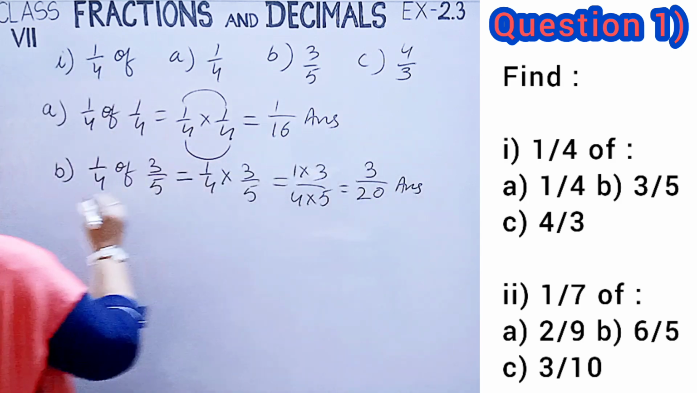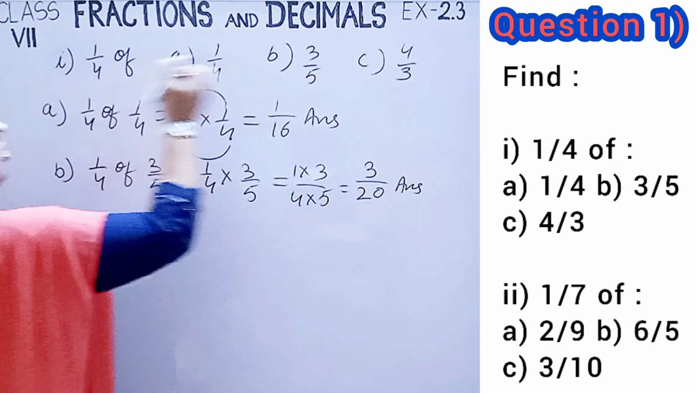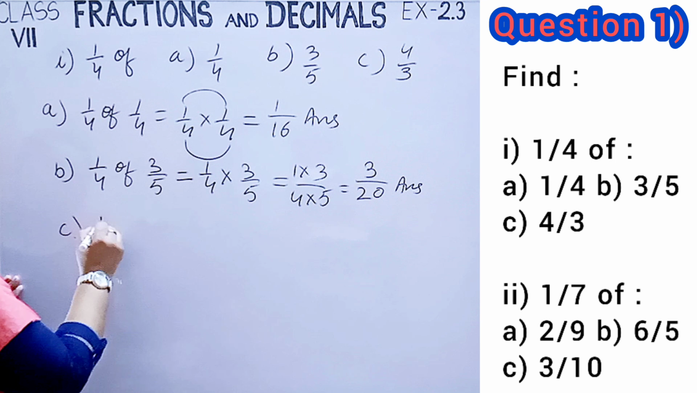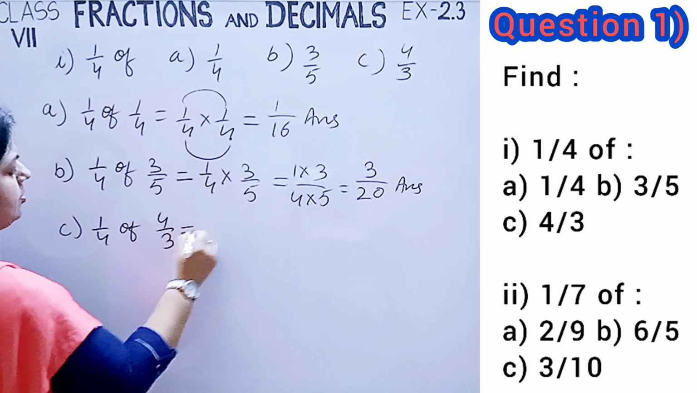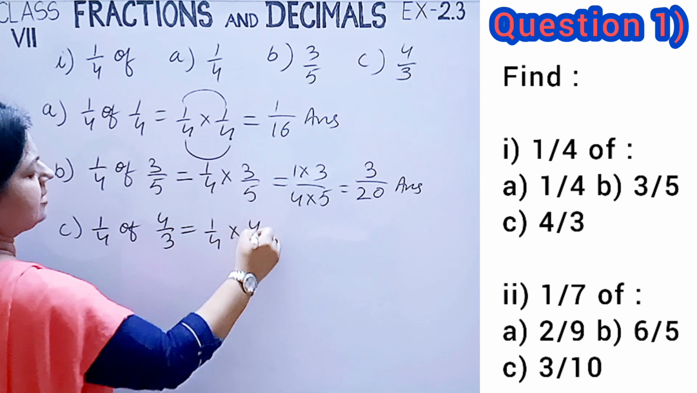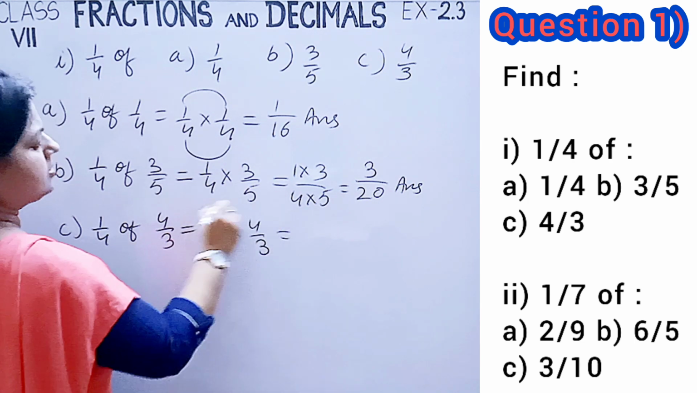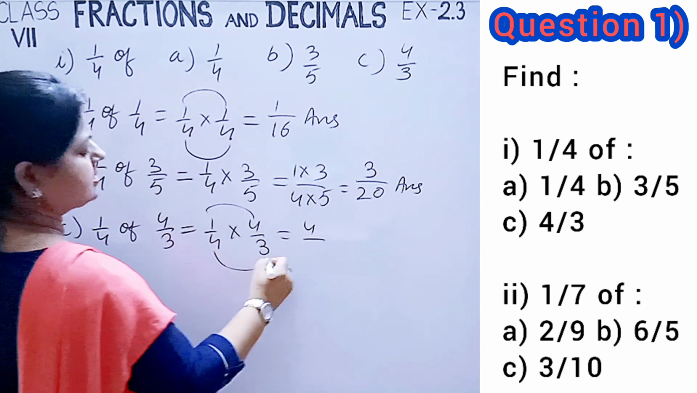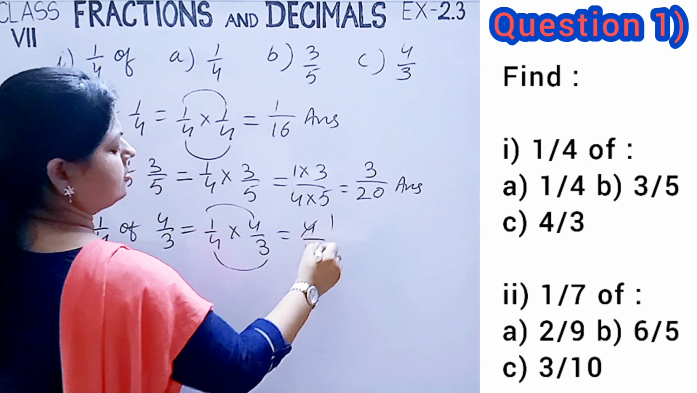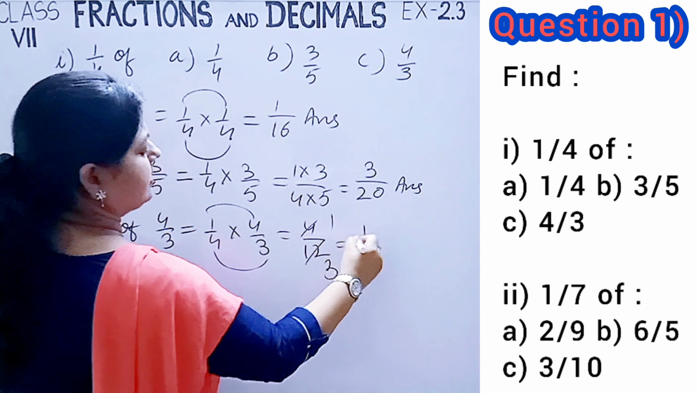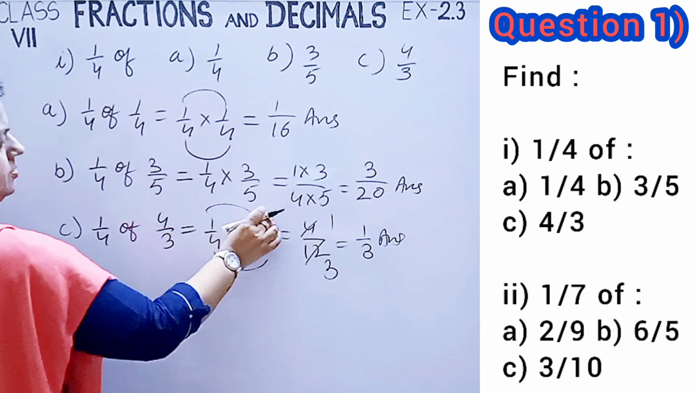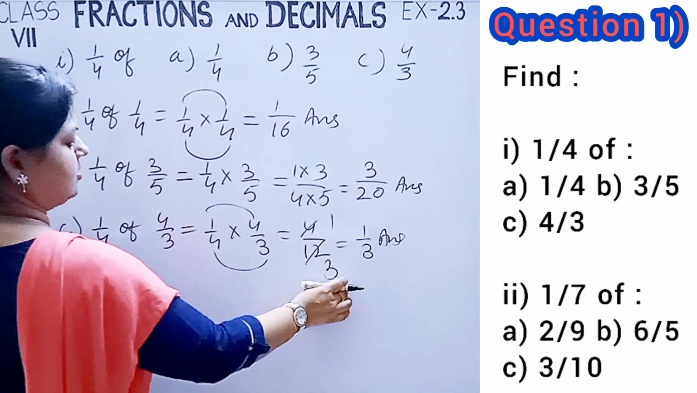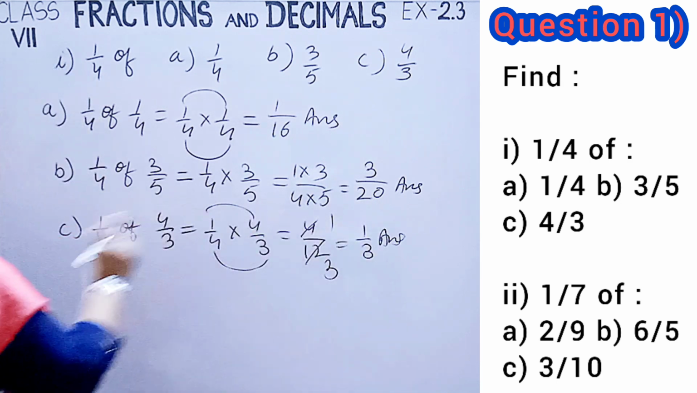Answer. C part, 1 by 4 of 4 by 3. So 1 by 4 into 4 by 3. 1 4s are 4, 4 3s are 12. So 1 by 3. We can cancel out 4 by 4 here, but in the last we can also cancel out. So answer is 1 by 3.